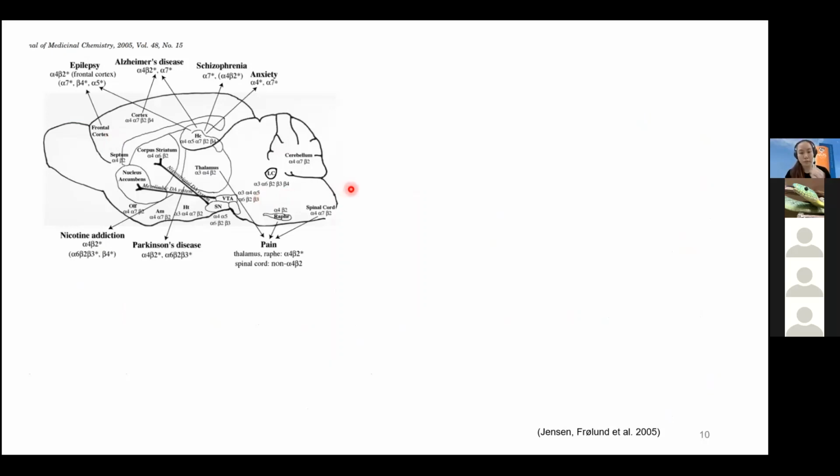pharmacological properties. So some of them have a higher or lower agonist affinity. And studies have shown that various subunits are also involved in different neurological diseases, such as alpha 7 and alpha 4 beta 2 in epilepsy, Alzheimer's disease, schizophrenia, so on and so forth.